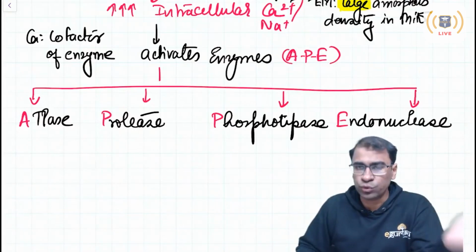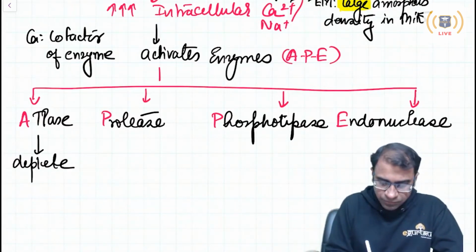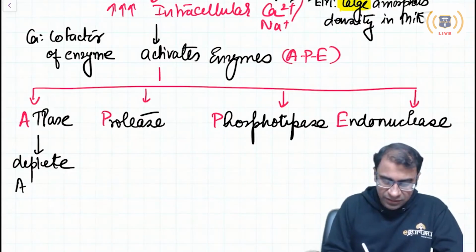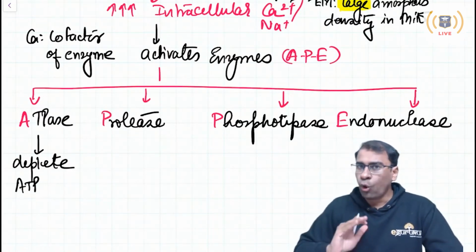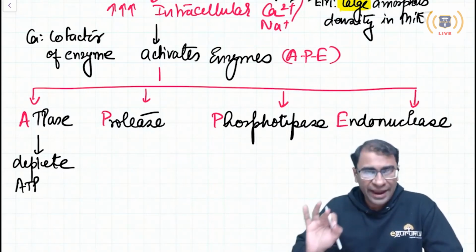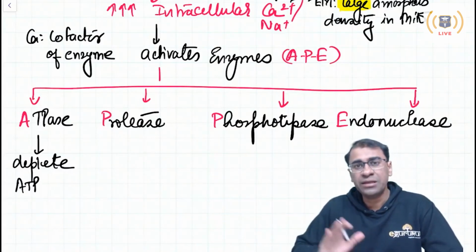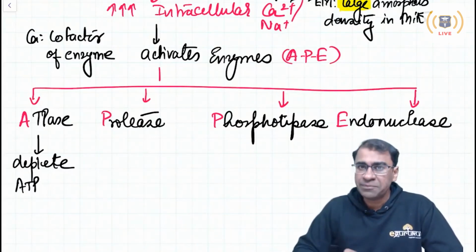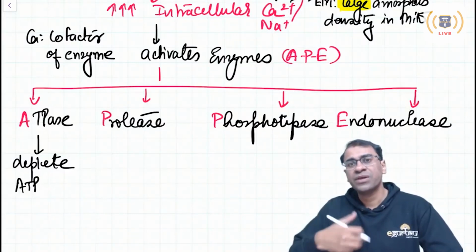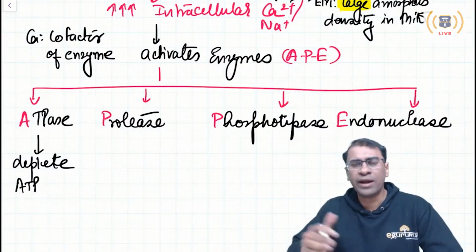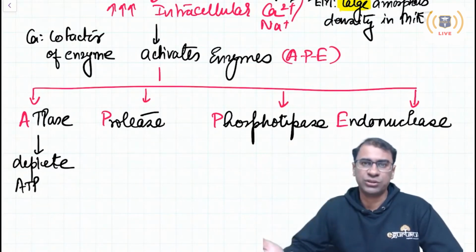What do these enzymes do? See, ATPase will virtually deplete the ATP. ATP is already depleted, and now any new ATP getting produced will be destroyed by the ATPase. That means ATP depletion is aggravated, and because of this the change will become more and more severe. It will be a self-aggravating situation.